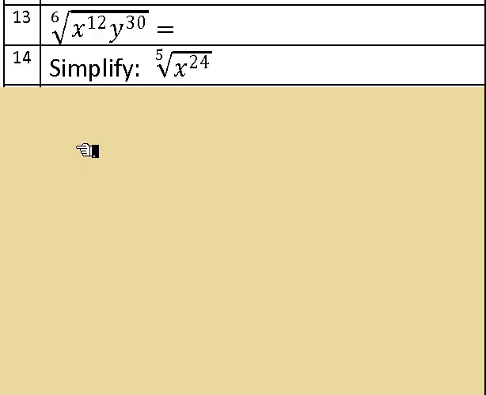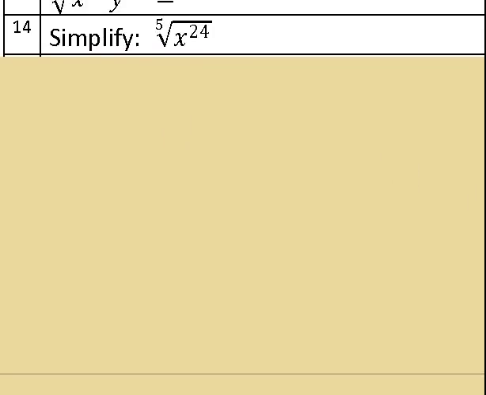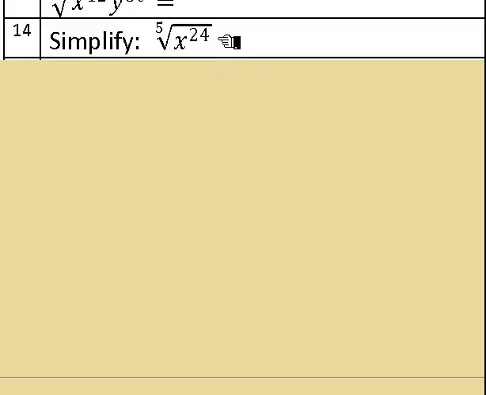In number 14, we're asked to simplify this radical expression. Now, we're taking a 5th root, and notice that we have the power x to the 24, and 24 is not divisible by 5. So that's why we're simplifying, not evaluating, but simplifying. Okay, so what we're going to do is write x to the 24 as a product where one factor is a power whose exponent is a multiple of 5.